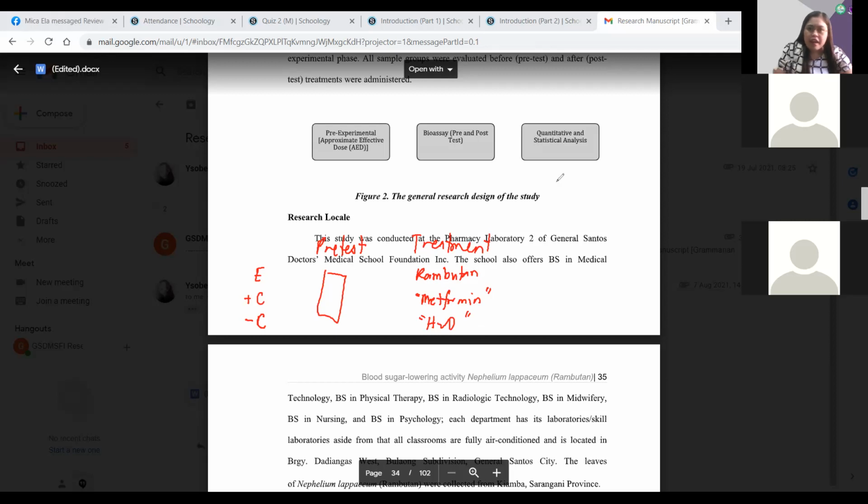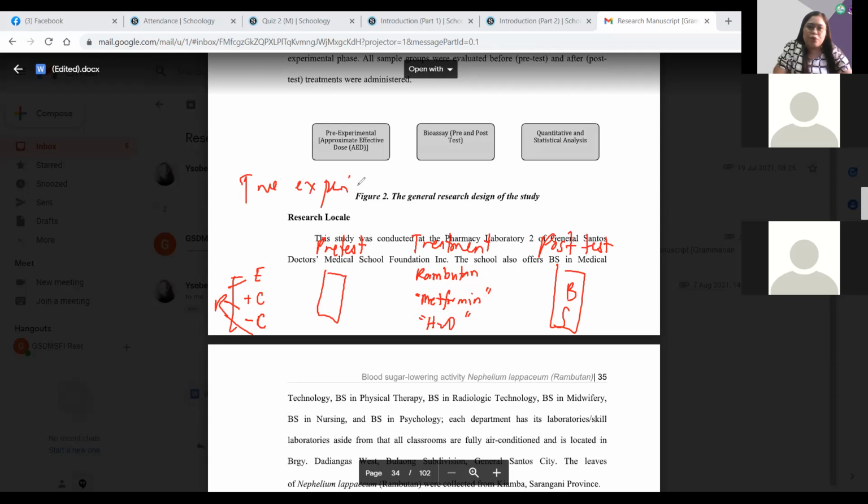Okay, Sarah. And then, nag-post-test sila. So, anong ginawa nila sa post-test? Nag-check sila ulit ng blood sugar. So, pre-test and post-test. So, this one class, since meron randomization dito, ang pag-assign nila ng kanilang animals is random sa bawat grupo. Then, this is a true experimental.